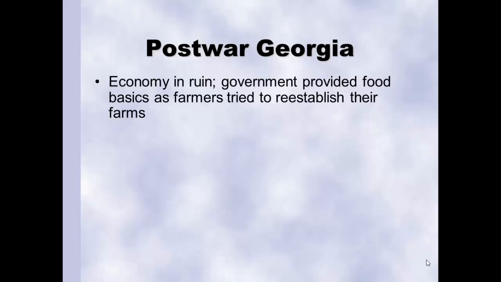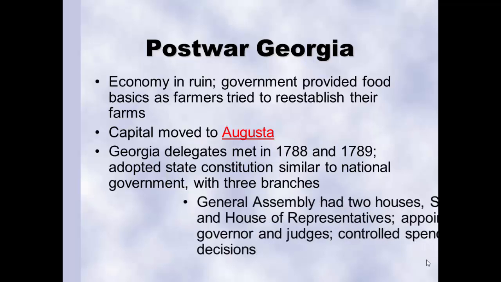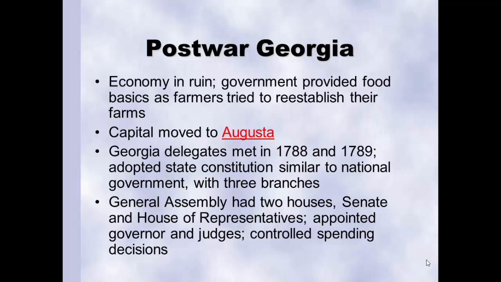The government provided food to the farmers because a lot of the crops were destroyed. Our capital moved to Augusta. It was in Atlanta and it moved to Augusta, and now it's back. Our three branches were established in Georgia: two houses, governors appointed, and judges appointed. So they were trying to fix some of the problems after the war.